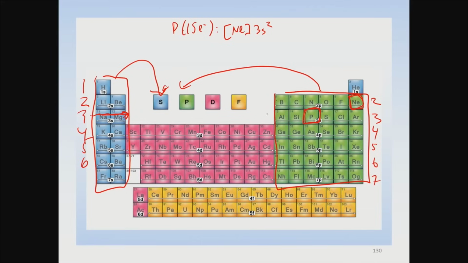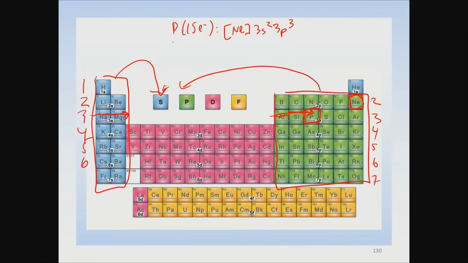Now, once we're out of the s block, we go across the periodic table and we're now into the p block in the third energy level, and we're going to add 3 electrons there. And so here the configuration is going to be 3p3. And so this is phosphorus's electron configuration.